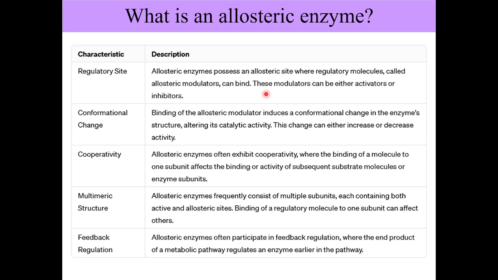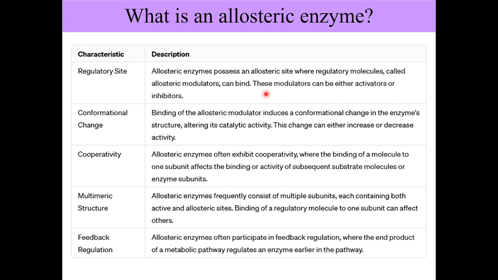Okay. So the allosteric enzymes possess an allosteric site where regulatory molecules called the allosteric modulators can bind. These modulators can either be activators or they can be inhibitors, right? So what about conformational change? Yes, binding of the allosteric modulator induces a conformational change in the enzyme structure, altering its catalytic activity. This change can either increase or decrease the activity of the enzyme.